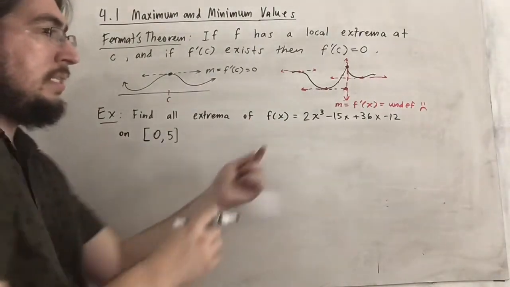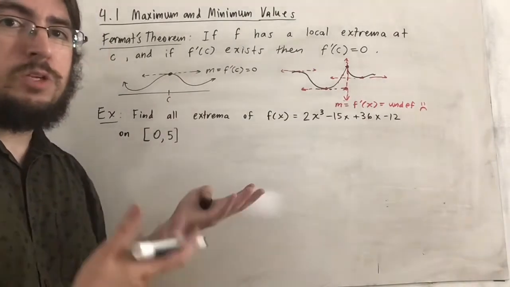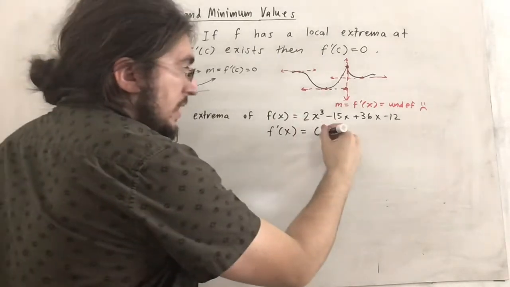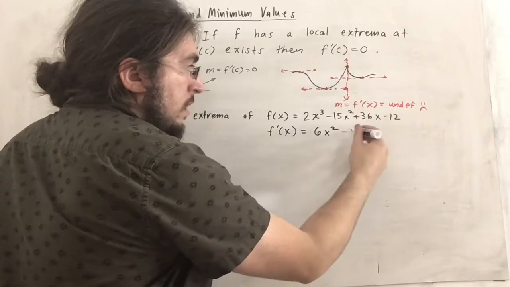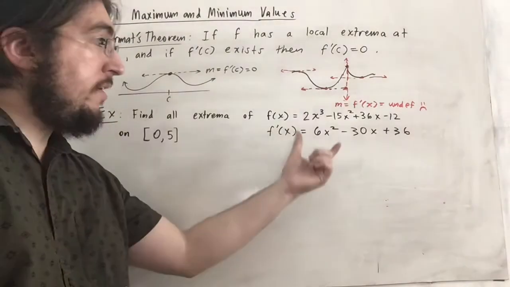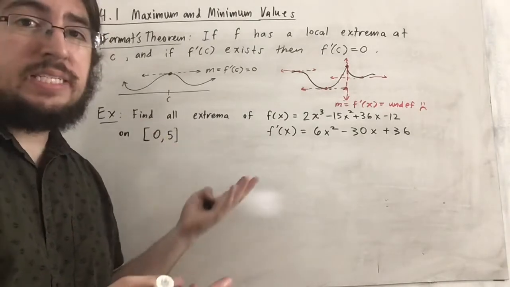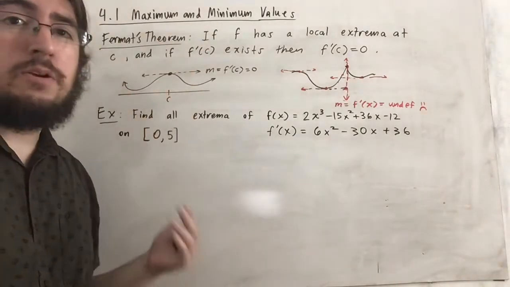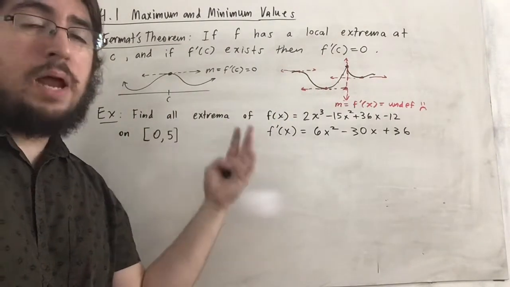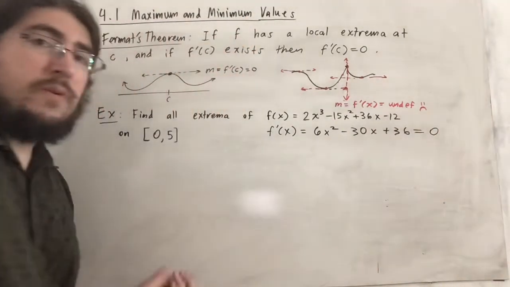I'm going to say that since this function has a derivative that always exists, because there are no zero denominators, in fact, I'll show you what it is. Its derivative is 6x squared minus 30x plus 36. Since the derivative here is a polynomial, its domain is negative infinity to infinity, so its derivative exists everywhere. That means Fermat's theorem is applicable, meaning a local extrema of f of x would be where f prime of x is equal to 0.